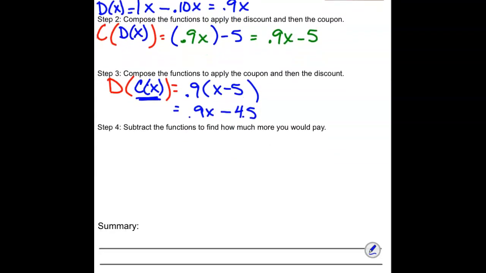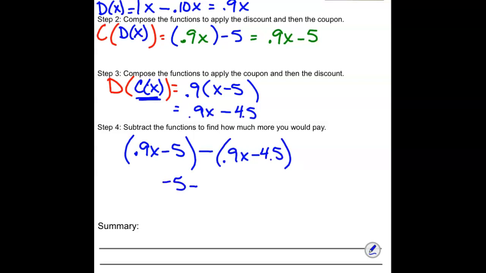Subtract the functions to see how much more you would pay. So what is the difference? The initial one was 0.9x minus 5. If we subtract the second version here, 0.9x minus 4.5, the 0.9x's are going to drop out. We have negative 5 minus a negative 4.5, or plus. Adding those up, we get negative 0.5. Okay, so it's 50 cents more doing the coupon first and then the discount.